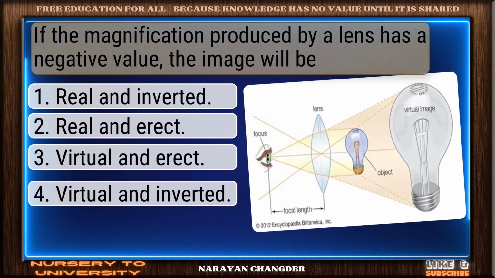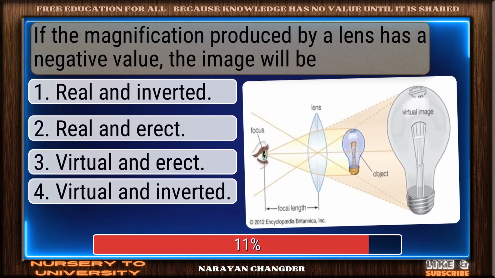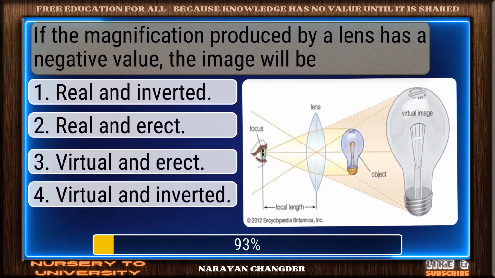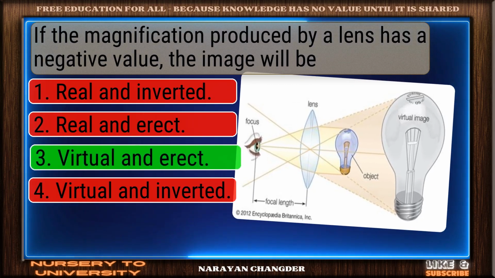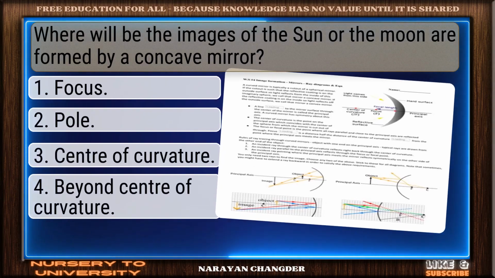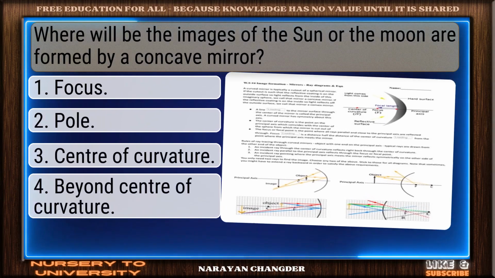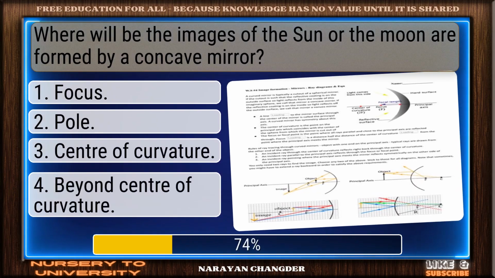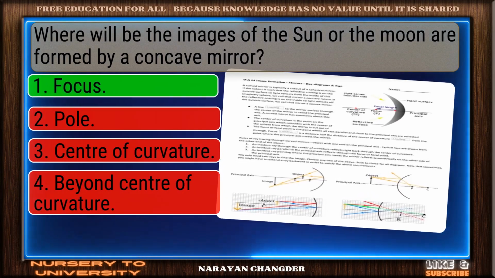If the magnification produced by a lens has a negative value, the image will be... Perfect. Virtual and direct is the correct choice. Where will be the images of the sun or the moon formed by a concave mirror? Strong choice. Focus is the right answer.